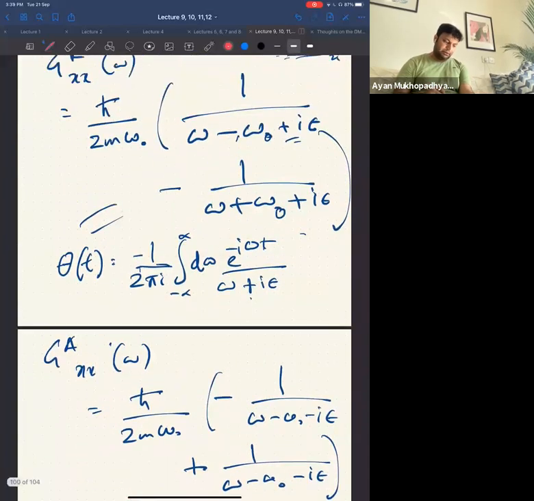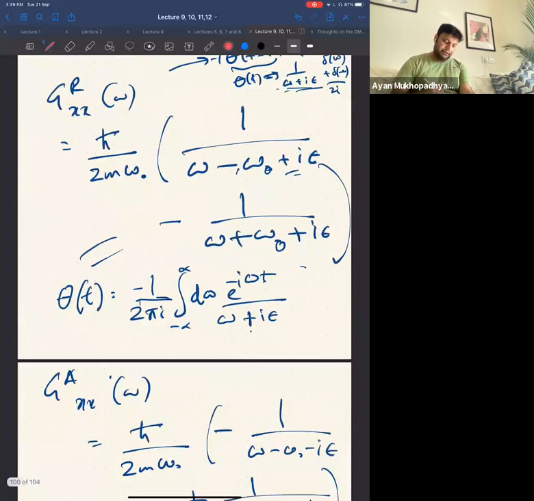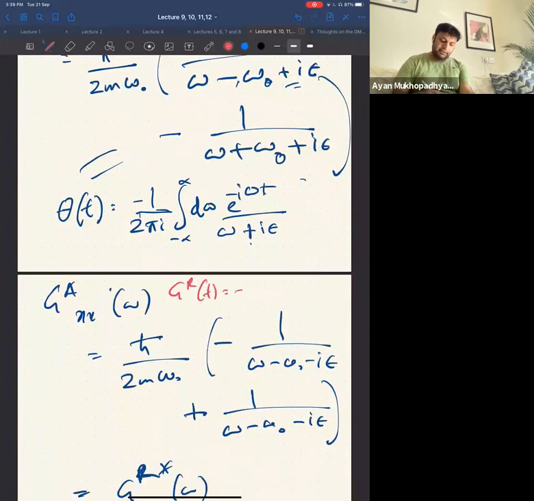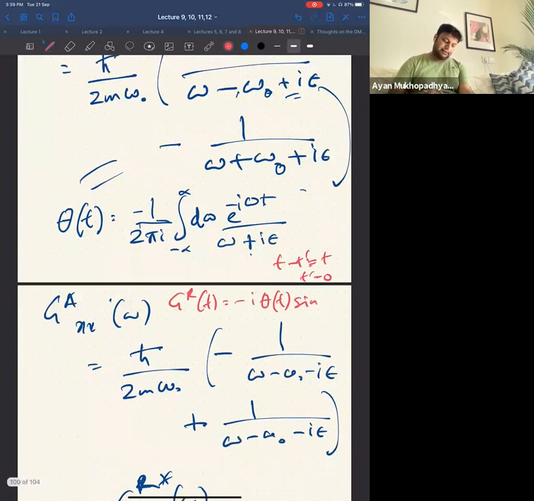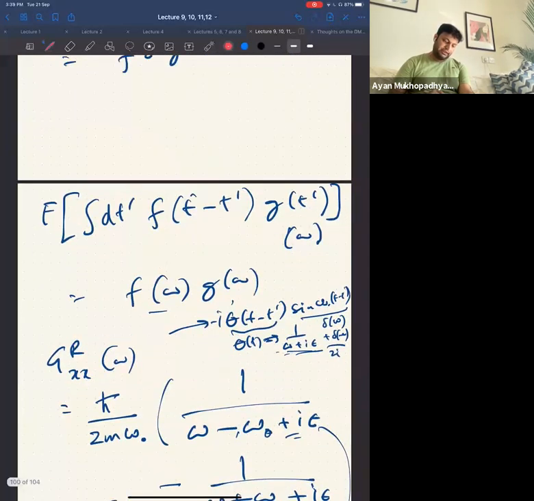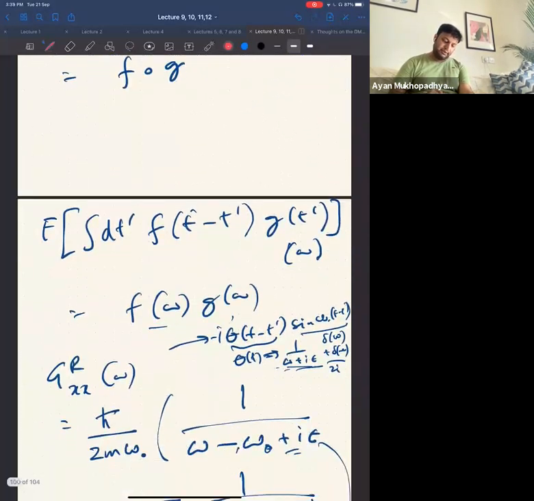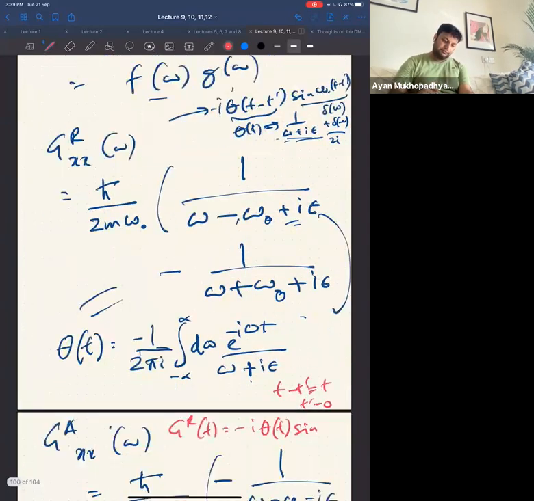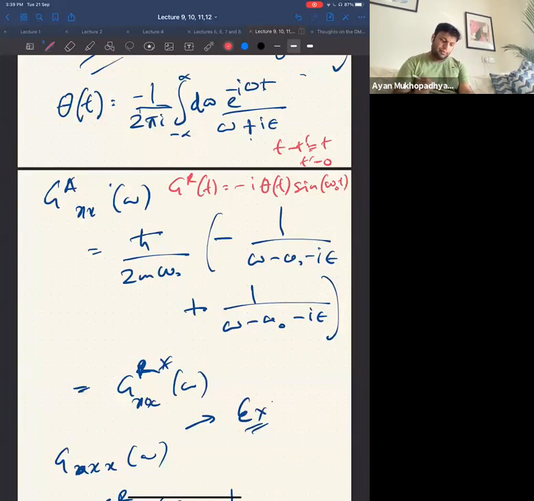Okay, so basically we have G^R(t) equal to minus i theta(t). I'm just writing t minus t prime as t because I can set t prime to 0. It makes my life easy. And then sine of omega naught t, right? That's what I found out in real time. Sine omega naught t. Probably there are some other factors I missed. Isn't there something else I should have had that I didn't write down? Oh yes, I did forget.